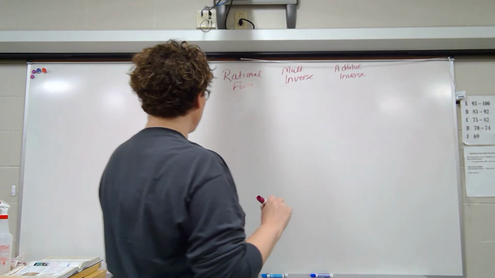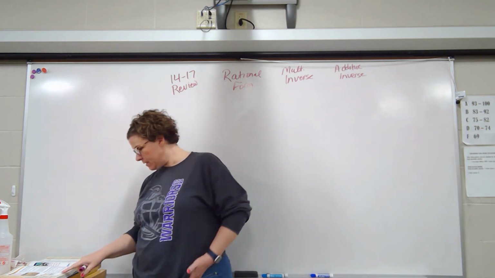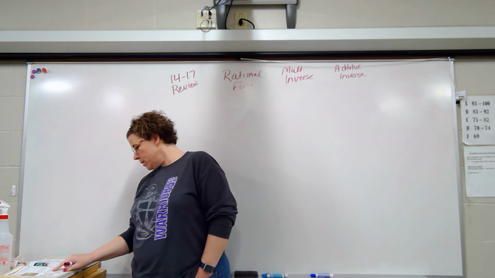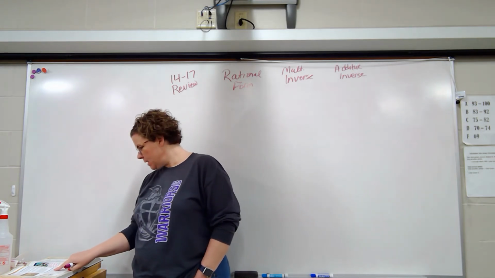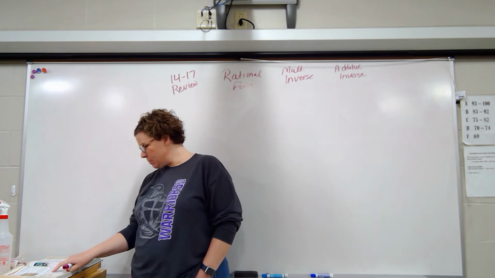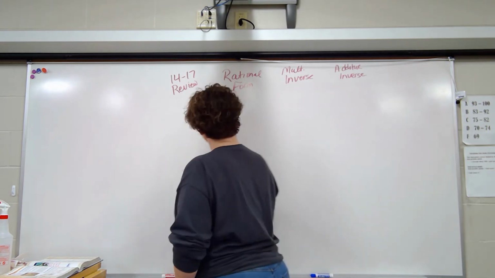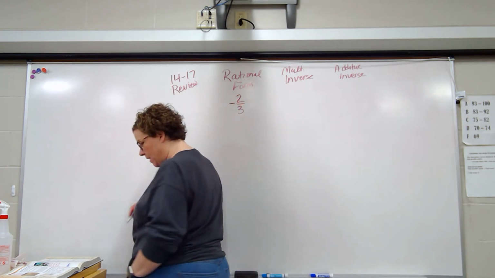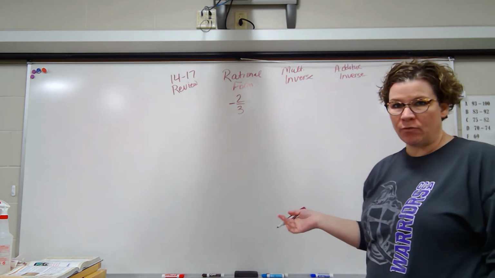Okay, so for number 14 through 17 that you guys did for homework before we left, that's on page 286. They wanted us to show that the number's rational by writing it in an A over B form. Then we needed to give the multiplicative inverse and then the additive inverse of the number. The first number was -2/3. That number is already rational, okay? It's already written in A over B form.